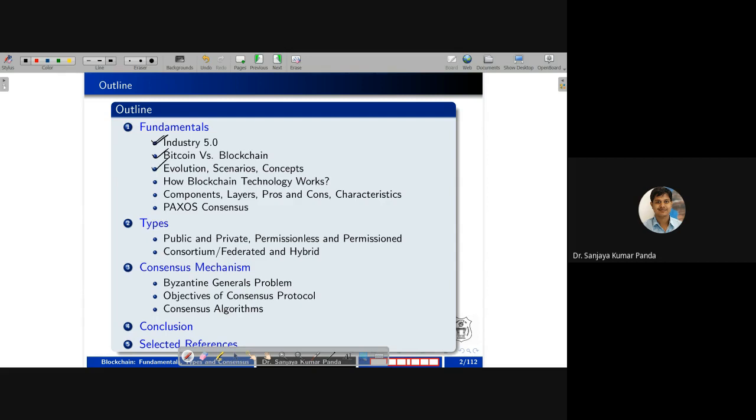Then we'll see how blockchain technology works, what are the components of the blockchain, what are the networking technologies behind the blockchain, and also we'll discuss the advantages and disadvantages of blockchain, and some of the characteristics of blockchain.